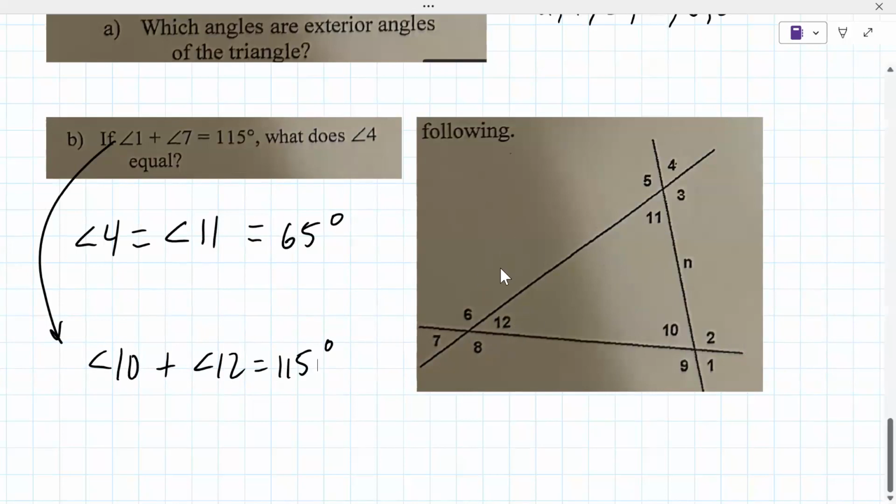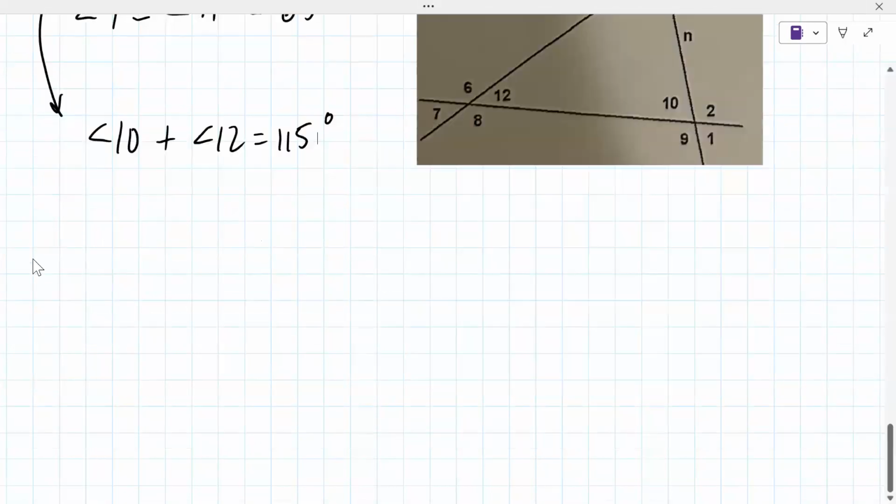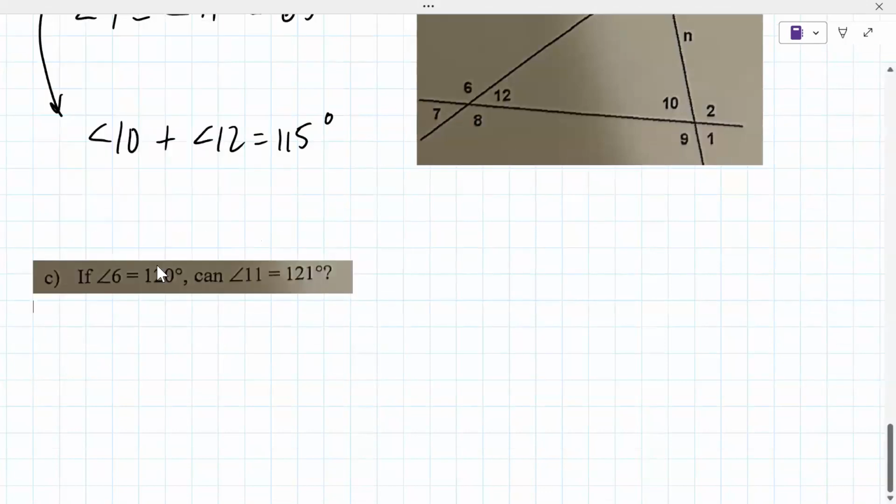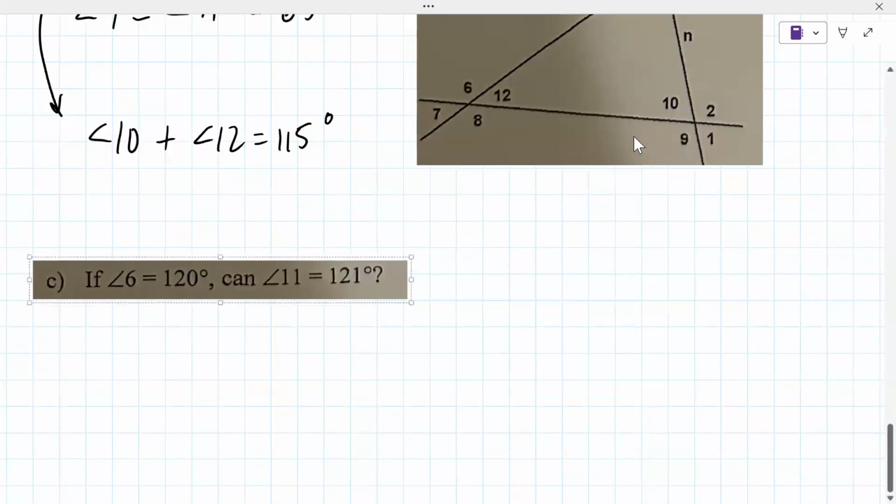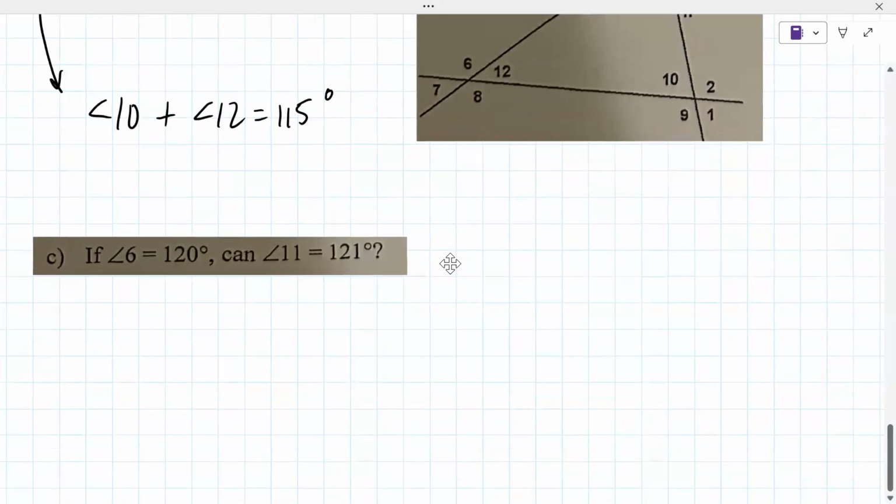Is that okay? Yeah. All right. Now I presume that the way this is written is you're looking at them independently, so B has no bearing on C. So if angle 6 is 120, let's grab the drawing one more time.